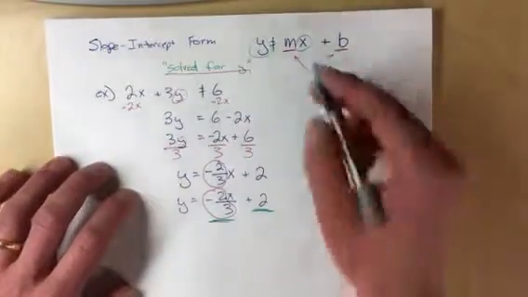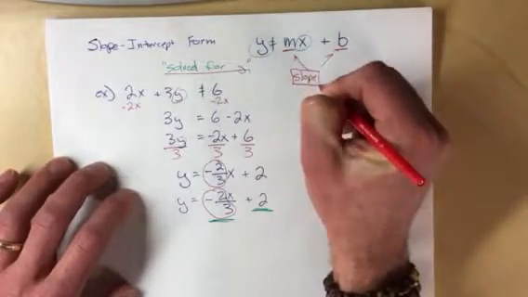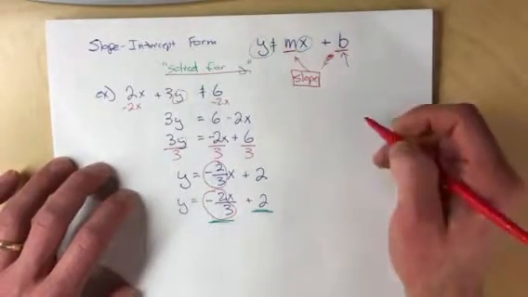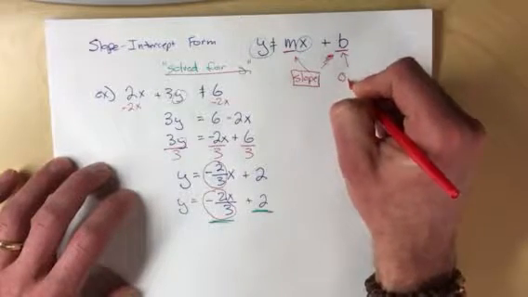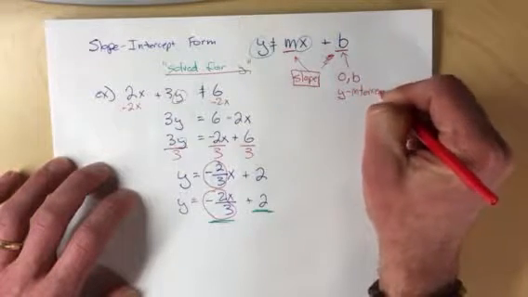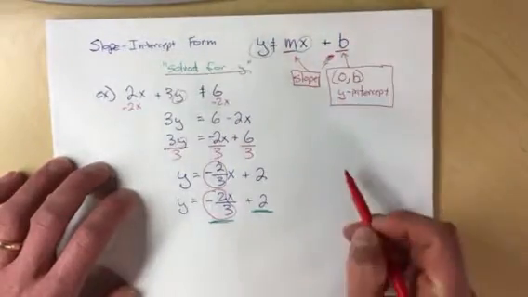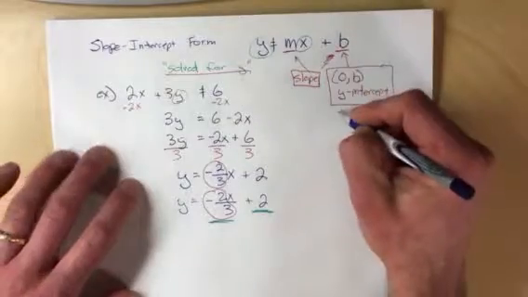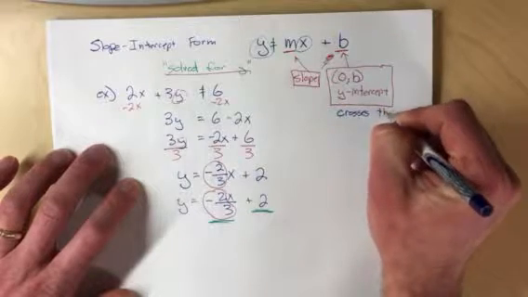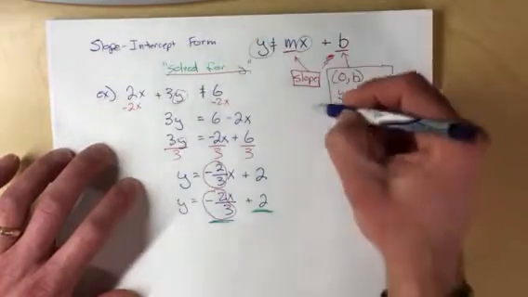In slope-intercept form, the m is what we call the slope of the line. The b, we say that the point 0, comma b is the y-intercept. So that point is the y-intercept. So the y-intercept is, where does our line cross the y-axis? Crosses the y-axis here.